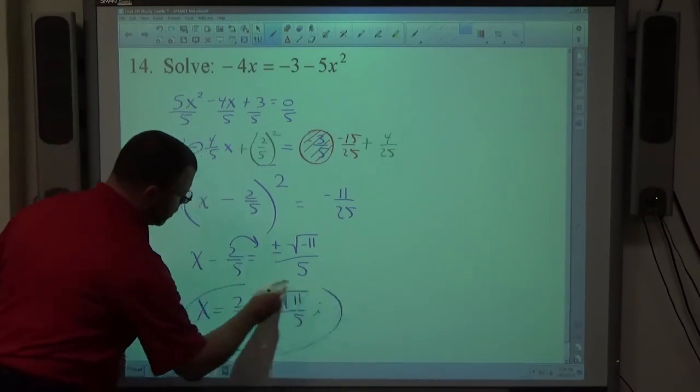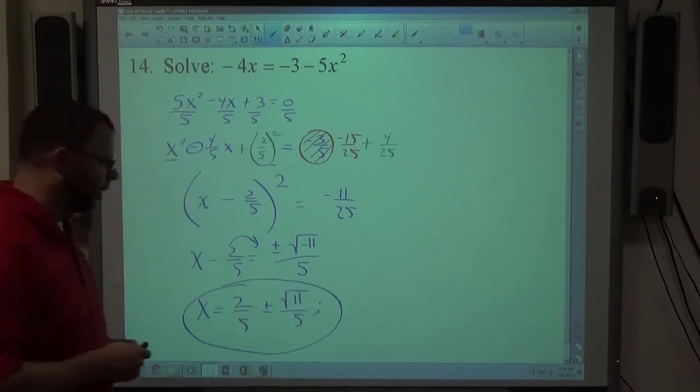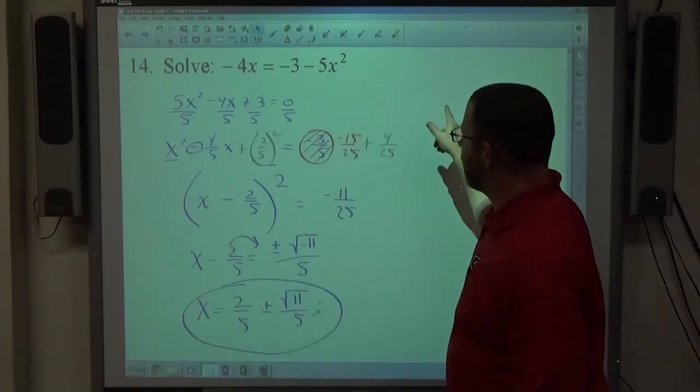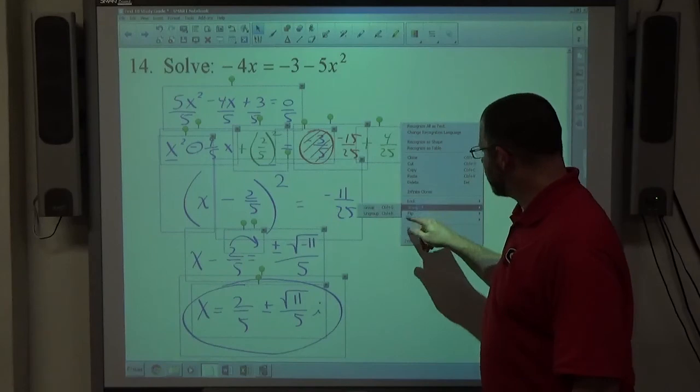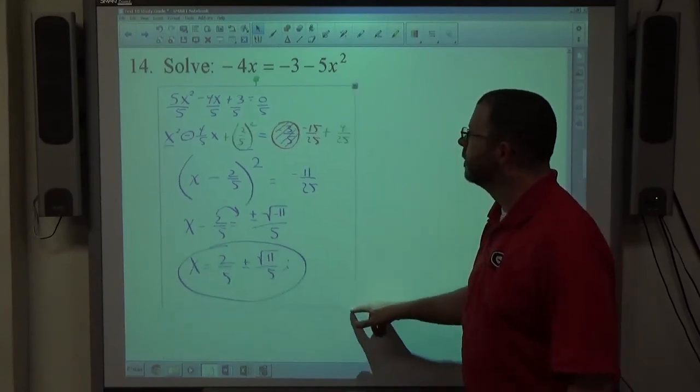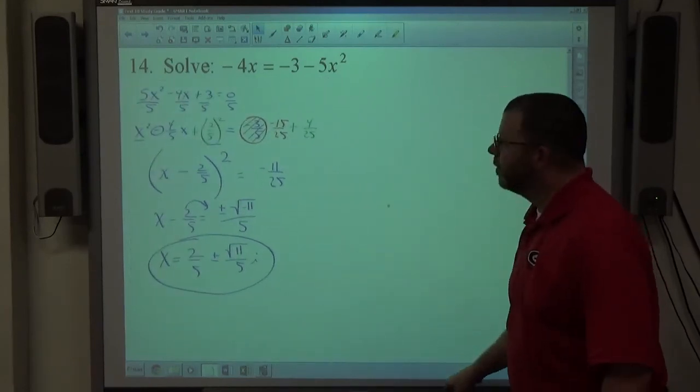So that's the answer. Again, that's using completing the square technique. That will be usable every single time you get a problem like that. Solve a quadratic equation. Completing the square works. Technique 2.